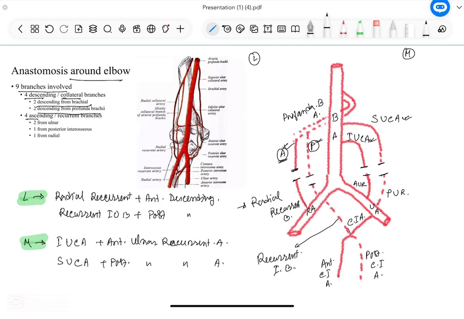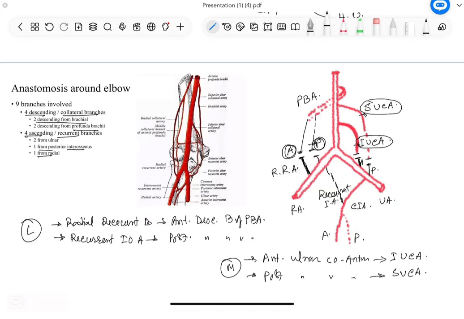Then the ascending branches are four in number. Two from the ulnar. You can see here two from the ulnar. These are the recurrent branches of the ulnar artery, anterior and posterior. One from the posterior interosseous artery. Actually, it is not from the posterior interosseous artery, it should be coming from the common interosseous artery. That is the recurrent interosseous branch, and one is coming from the radial artery, that is the radial recurrent branch. In such a way they are making the anastomosis and supplying the elbow joint.